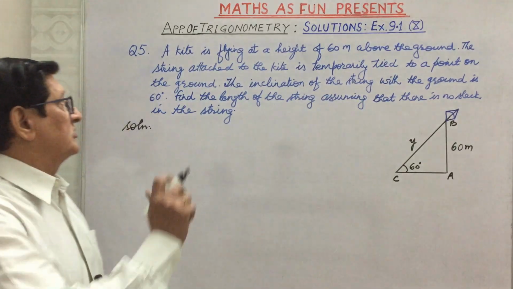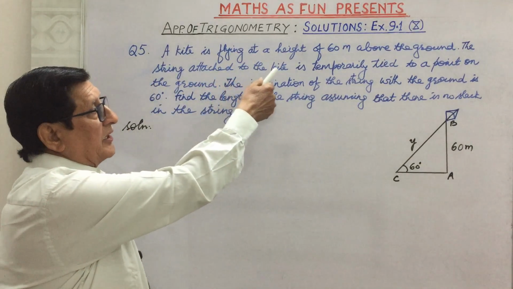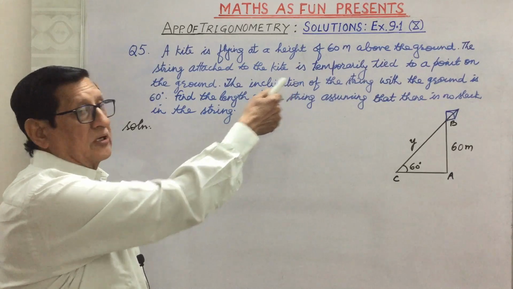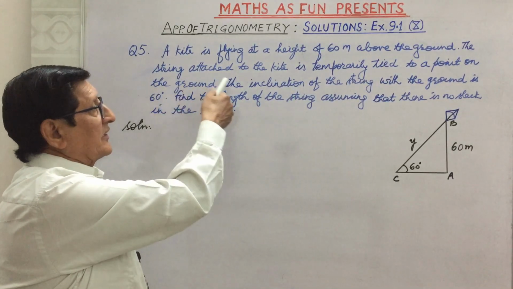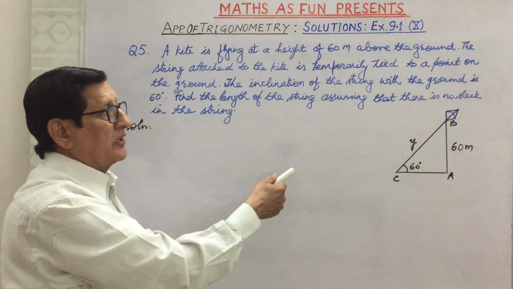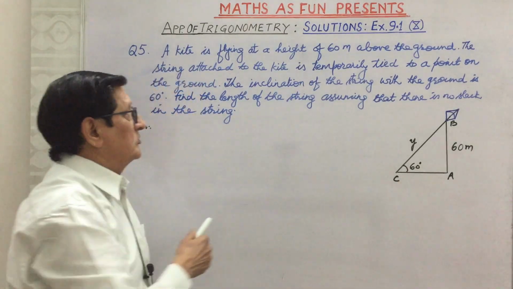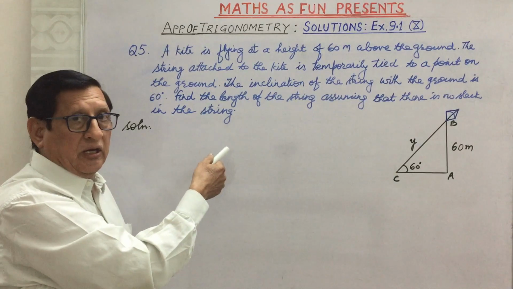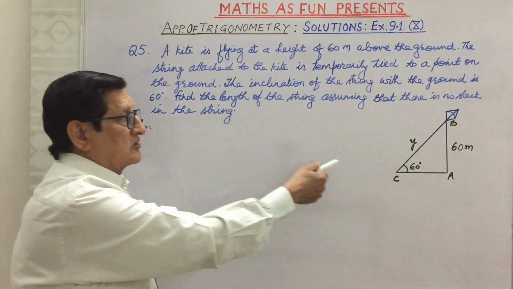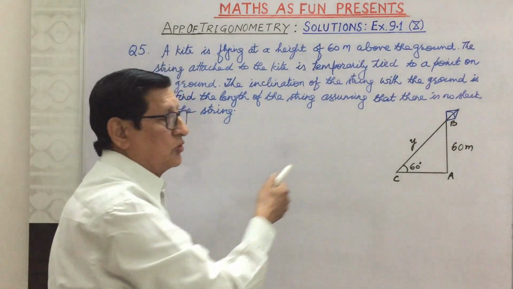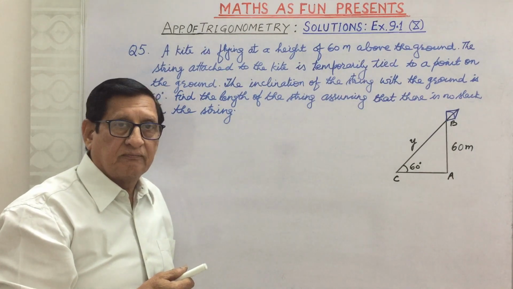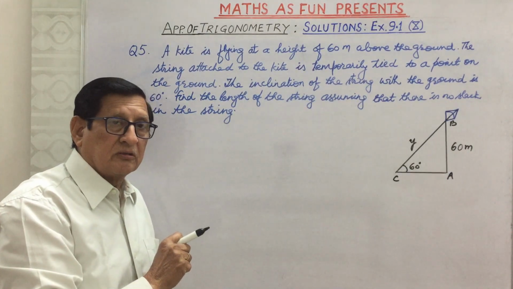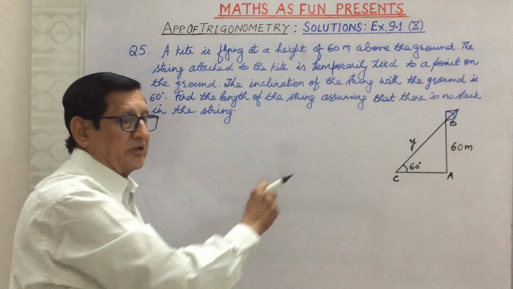The fifth question here is, a kite is flying at a height of 60 meters above the ground. The string attached to the kite is temporarily tied to a point on the ground. The inclination of the string with the ground is 60 degree. Find the length of the string assuming that there is no slack in the string. No slack means the string is straight.